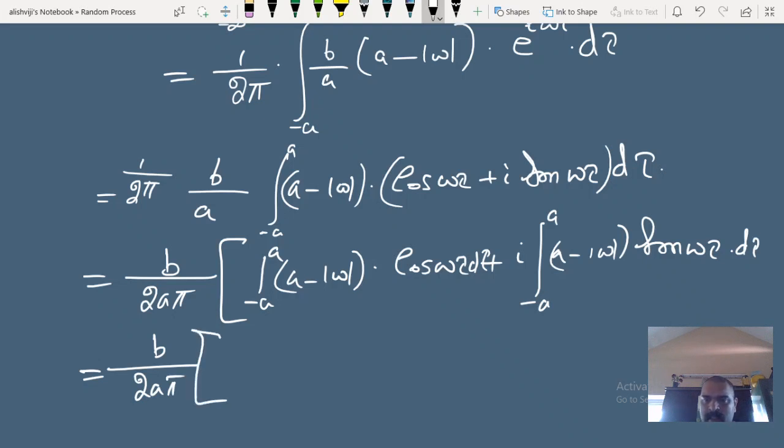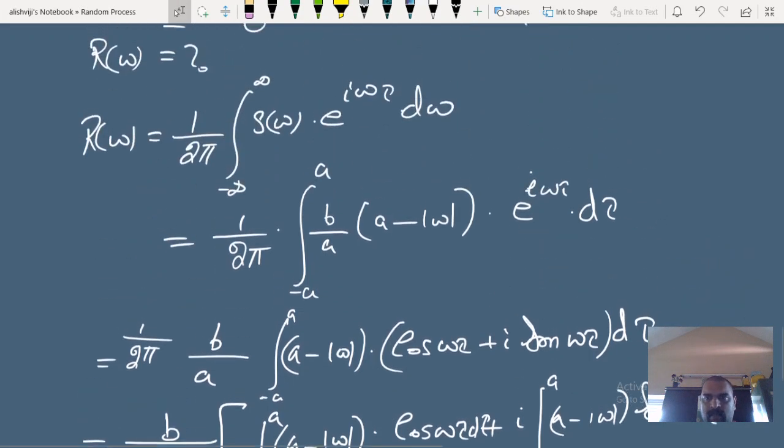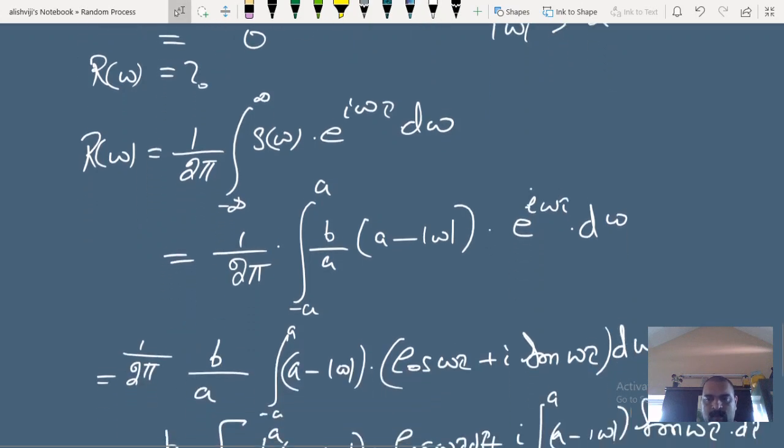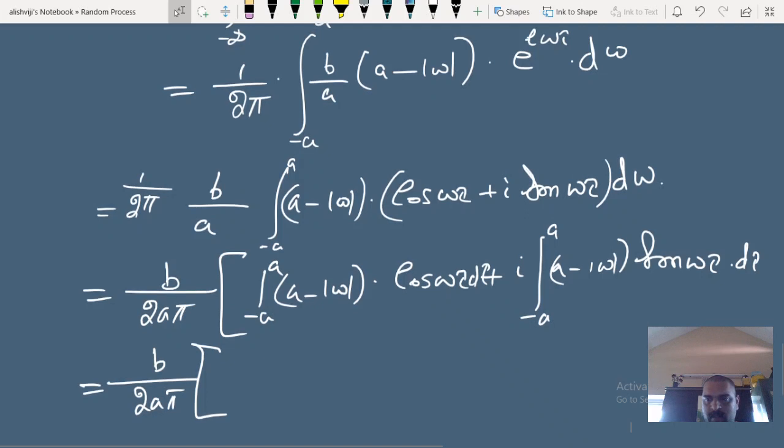If you consider the second integral, then a minus mod omega is an even function and sine omega tau is an odd function. One more slight difference here: we are not integrating with respect to tau. The integration is with respect to omega. We are integrating with respect to omega, not with respect to tau. So here also the integration is with respect to omega.